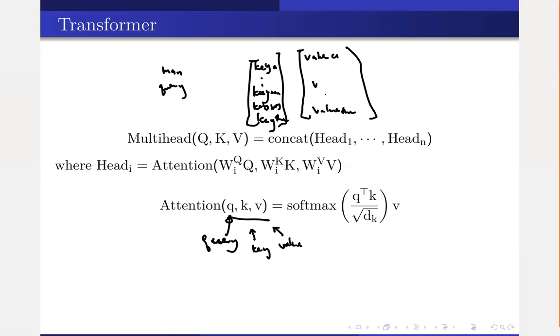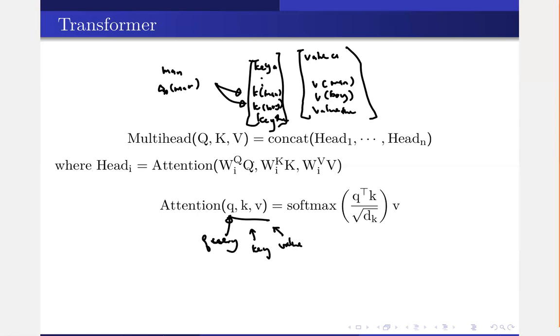So the values, maybe it's better to write it like that: V man, V boy, right? And these are K man, K boy here. If you have a good word representation, this Q man here should have a high inner product with this K man here and K boy here. Very high with K man, and also quite high with K boy, right?